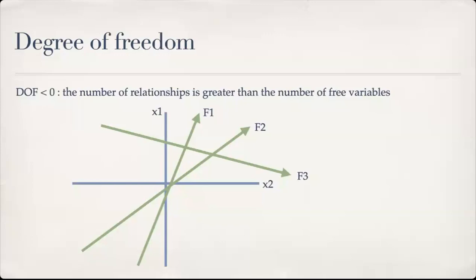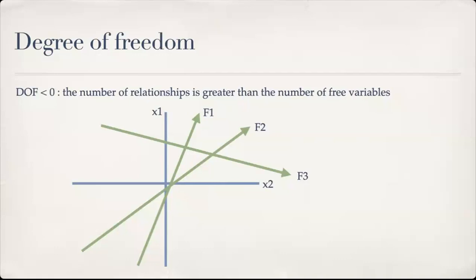And if I give you 2 constraints or 2 relationships, for example f1 and f2, and tell you that your solution must satisfy f1 and f2, what is the degree of freedom this time? 0. Because you cannot choose anything. The solution is already defined by f1 and f2 here.